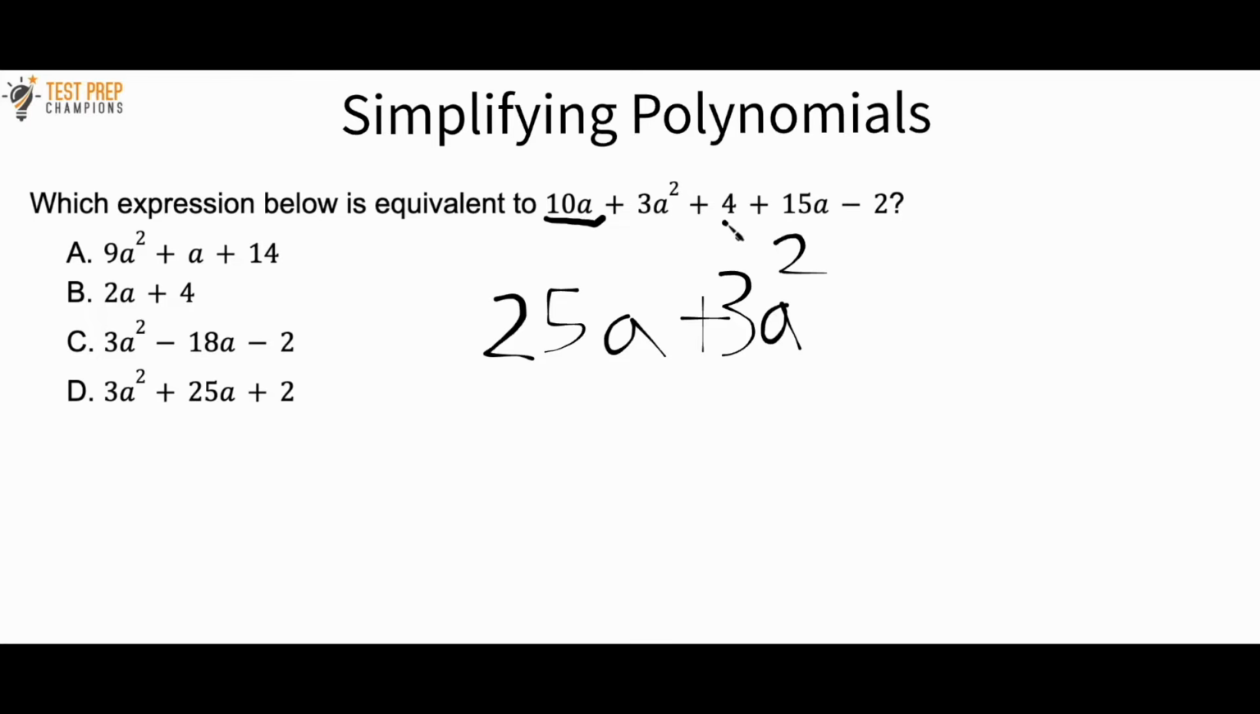Now the last thing I have to do is take care of the two numbers here that don't have a's with them. We see this 4, and we have a 2 here with a minus in front of it. So I do 4 minus 2, which is 2. So the answer here is D. It's just written with the terms in a different order, but D is the correct answer here.